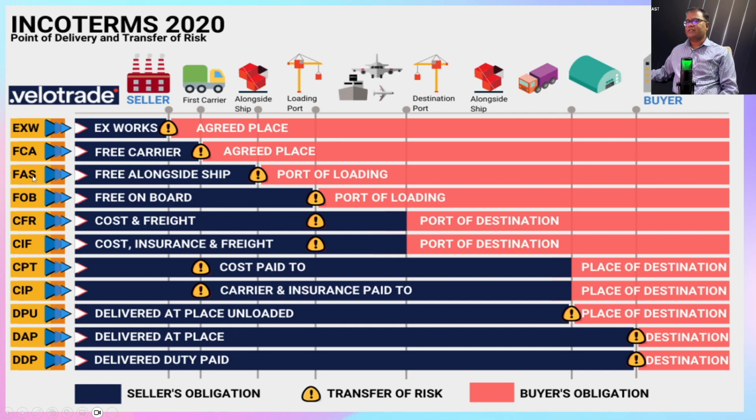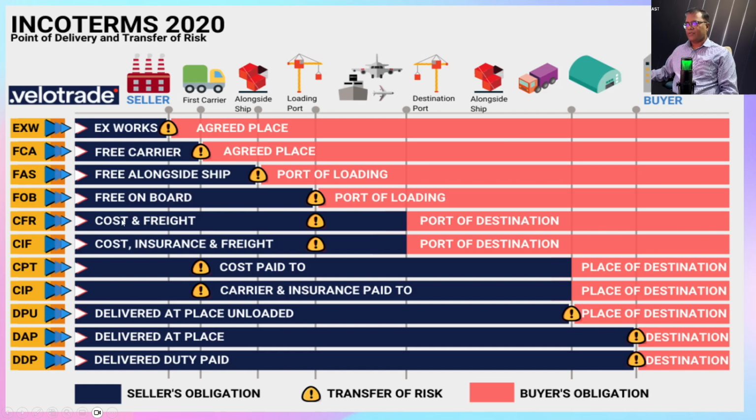In another Incoterm, FAS, you see Free Alongside Ship. Here the seller transports the goods up to alongside the ship, at the port of loading, and the seller's responsibility and risk end here, and the buyer's risk starts here. Then you see FOB, Free On Board. On board, the seller will load the consignment at that particular port, and his risk ends there, and the buyer's risk starts here. The red area is the area where the buyer's risk has started.